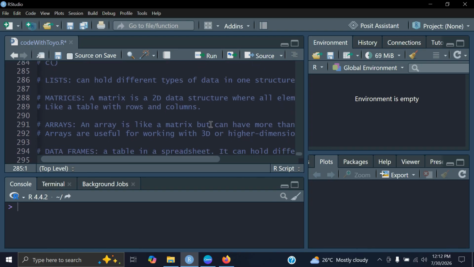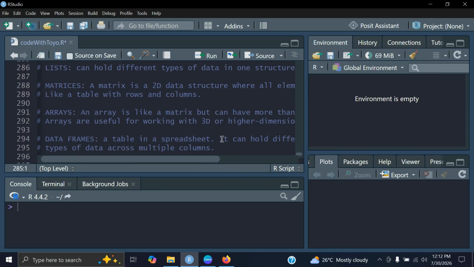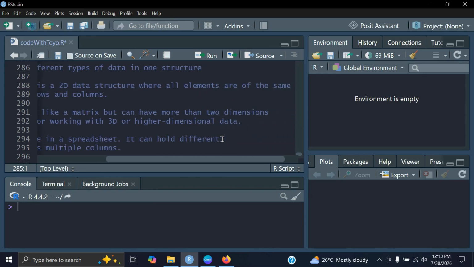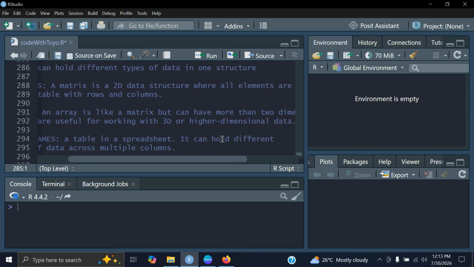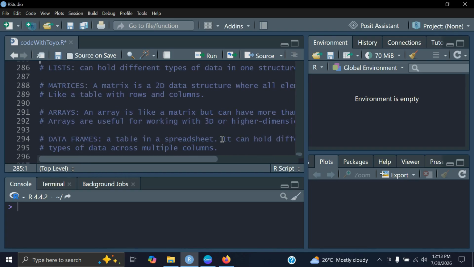Then the next one I want to quickly talk about is the array, one of the most exciting guys in R or in other programming languages. An array is like a matrix, but you can have more than two dimensions. So if you want to work on 3D or higher dimension data, you are using an array. An array is an extension of a matrix. A matrix stops at 2D. Anything beyond two dimensions becomes an array.